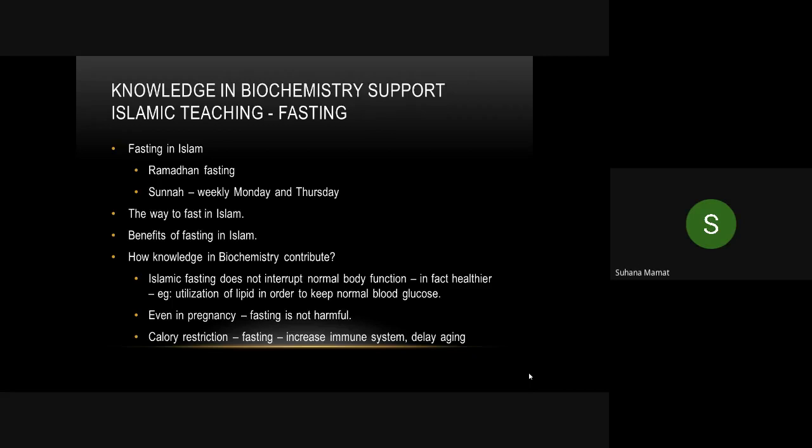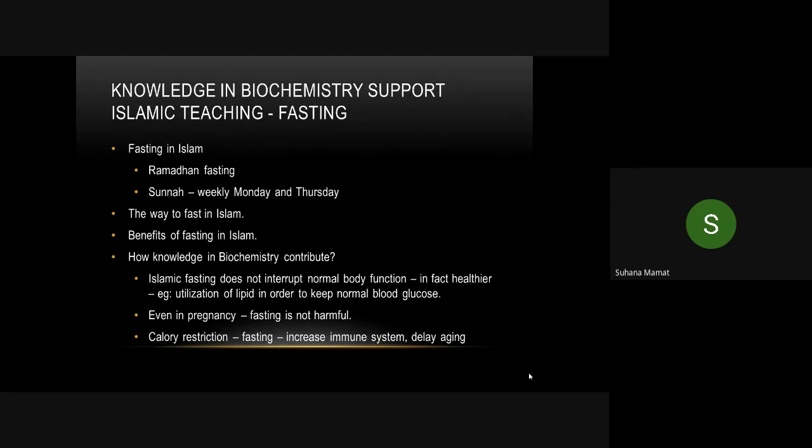It is recommended to break the fast with foods that are sweet, and to take just a small amount, and then after prayer, only then, to eat a larger amount. In Islam, fasting is something which is compulsory and also sunnah, and the way we do fast also, there's a method on doing that.